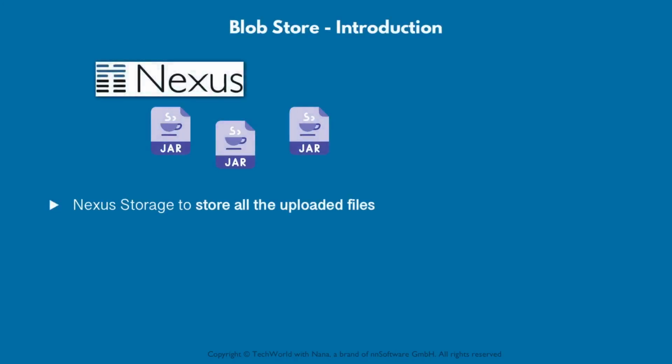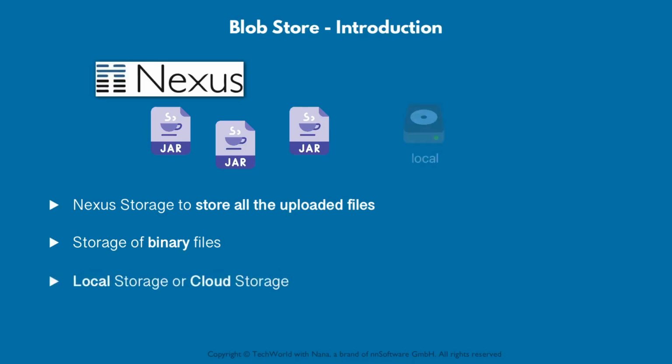A Blob store is an internal storage mechanism for binary parts of artifacts. And a Blob store can be on a local file system, so on the server where Nexus is deployed. In this case, this is the DigitalOcean droplet. So the storage is configured on the droplet, or as an alternative, it could be a cloud-based storage like Amazon S3. Each Blob store can be used by one or multiple repositories and repository groups.